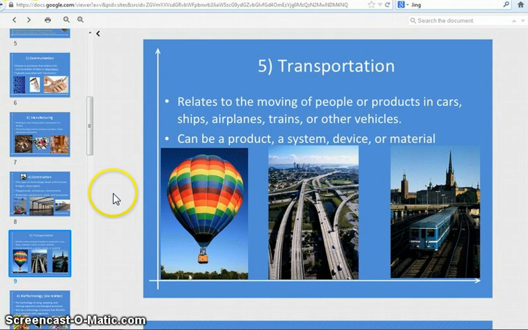Transportation. This relates to the moving of people or products in cars, ships, airplanes, trains, or other vehicles. So keywords: moving of people and products, and vehicles. So if it's in a vehicle, it is transportation. Or if it is a vehicle, it's related to transportation. It can be products, system, devices, or materials.